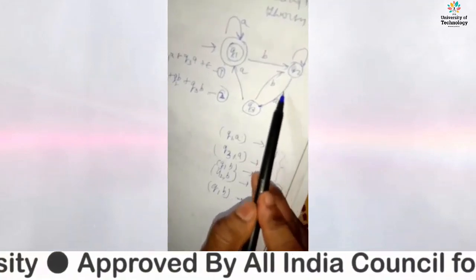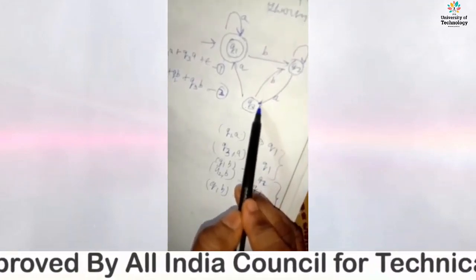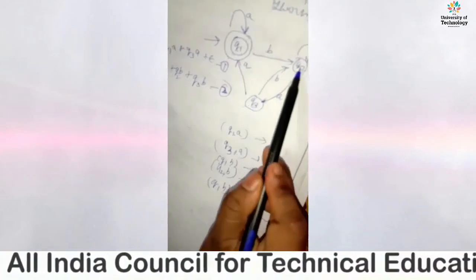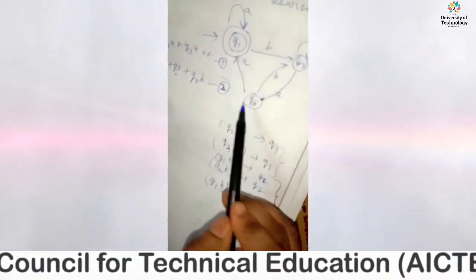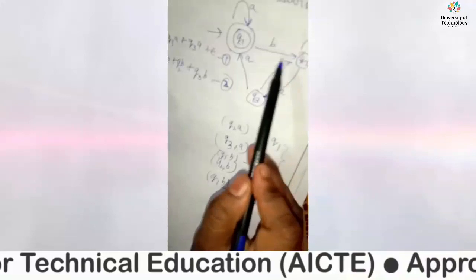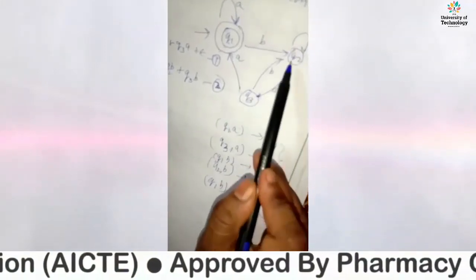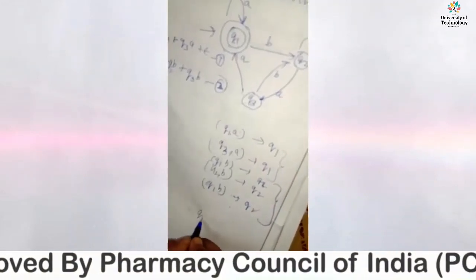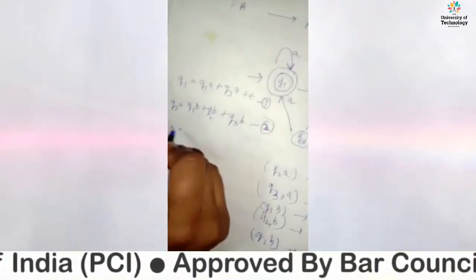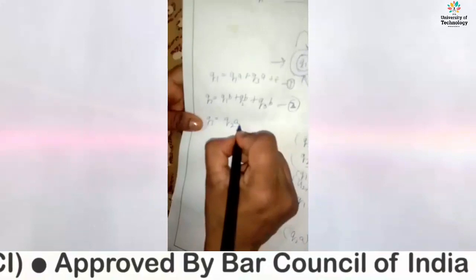Q2 with A input, you can reach Q3. Q2, A, Q3. Is there any other way by which you can reach Q3? No. There's no other arrow towards Q3. Only one arrow is there, that is from Q2. So you can write Q2A, then you can reach Q3. This is clear. So Q3 is equivalent to Q2A, right?